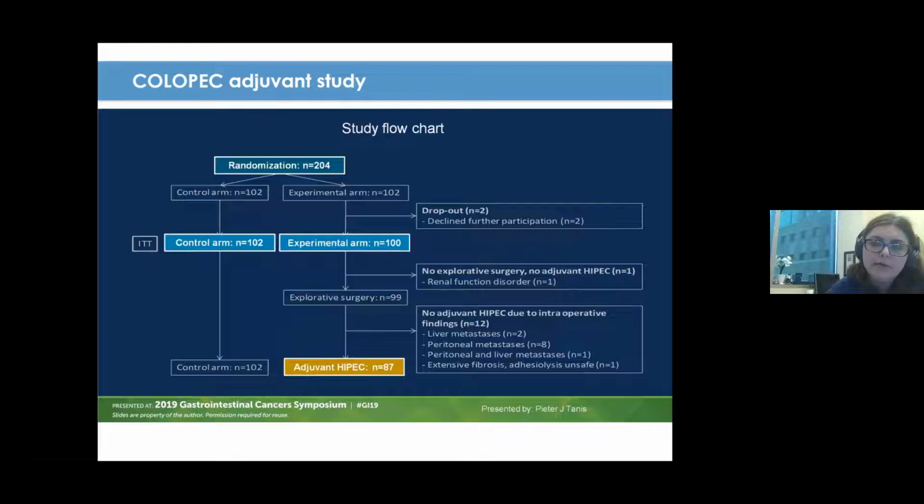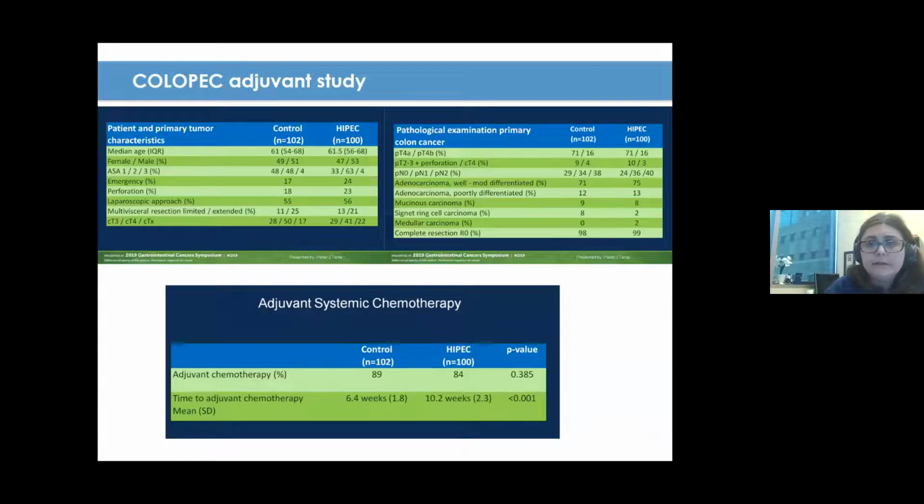This is the flow chart of the study. You can see that in the end, most of the patients actually underwent the adjuvant HIPEC with the exception of 2. This is the characteristics of the studies.